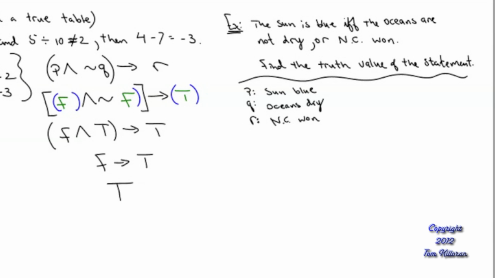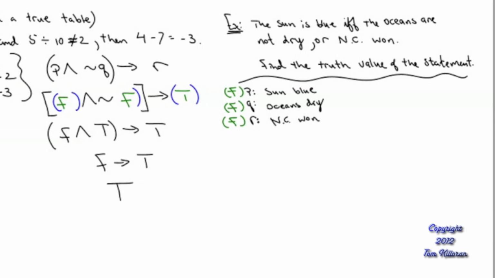Is the sun blue? No, that's false. What color is the sun? Yellow. Are the oceans dry like a desert? No, so this is false. Did North Carolina win? No. That's false. All lies. I don't care because I'm a Syracuse fan.